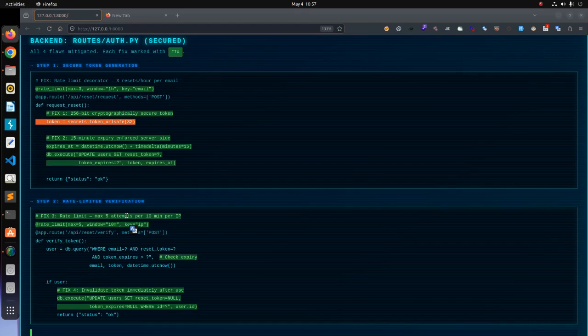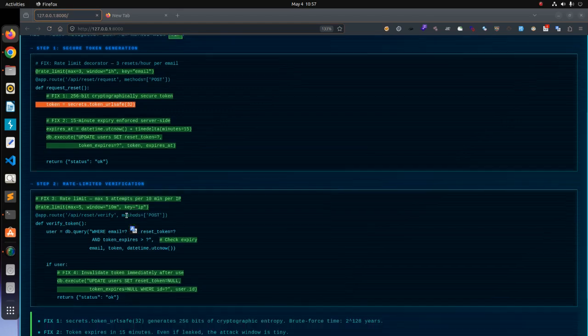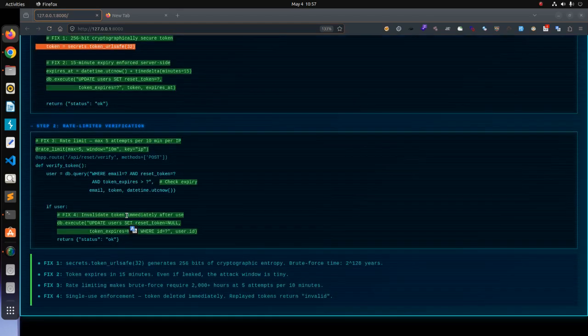Fourth is rate limiting on token verification. We limit verification attempts to 5 per 10 minutes per IP. So even with a weak token, brute force is now infeasible. Last, fifth but not the least, after the token is used once, we delete it, and replayed tokens are now invalid.